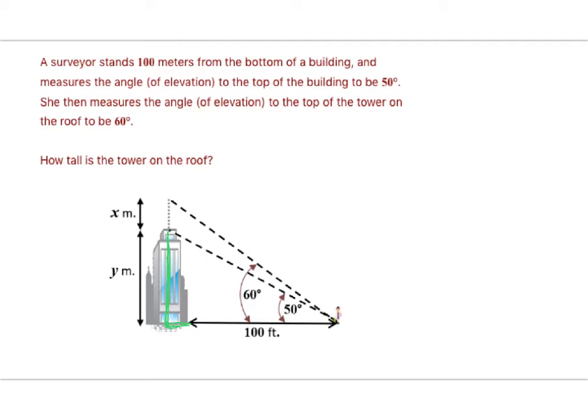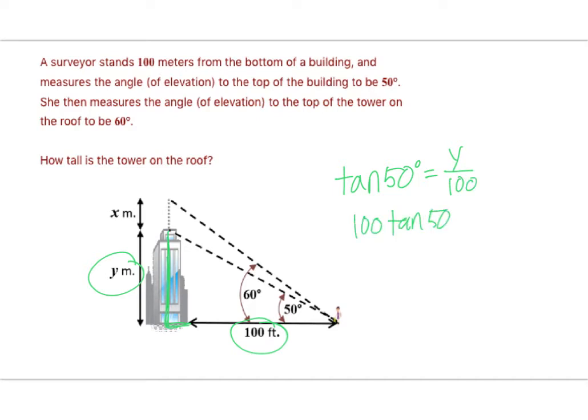So let's do some math here. So thinking about how we're setting this up, we're looking for the y. We have the adjacent. That looks like an opposite over adjacent thing to me. So I might start this off as tangent of 50 is equal to y over 100. So 100 tangent of 50 is equal to y. When I do that calculation, I get 119.175 feet.